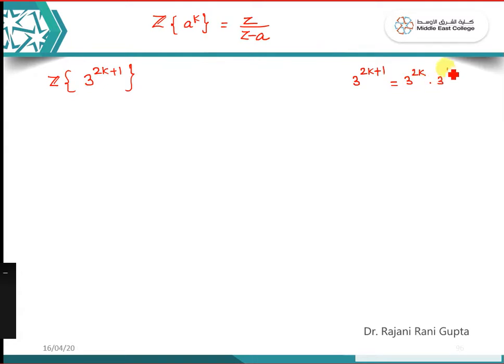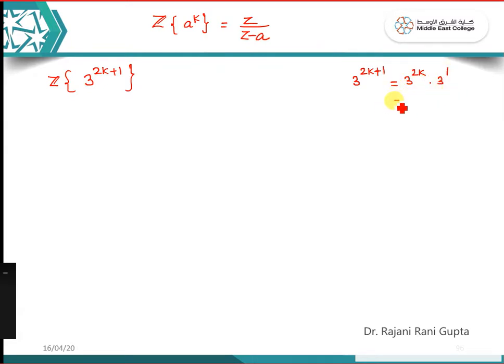So let's work on some more questions. Suppose you need to find z transform of say 3 to the power 2k plus 1. Now you have something in addition, but we have the rule for z transform of a to the power k only, which gives you z over z minus a. So we need to rewrite this term. We know that when the base is same and the terms in the power are added, we can write it as 3 to the power 2k times 3 to the power 1.